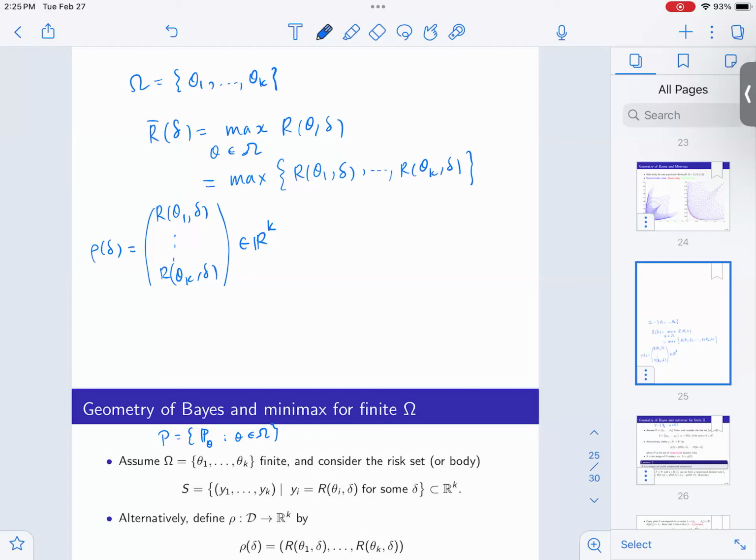Okay, and in terms of this vector, how can I write this maximum? Is there any connection that you can see between? Good. Yeah, you had a question? Oh, I was going to say. Oh, great, great. Okay, so you're on the same page then. So this is going to be the infinity norm of this rho delta.